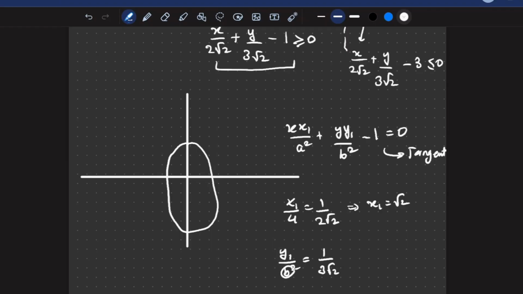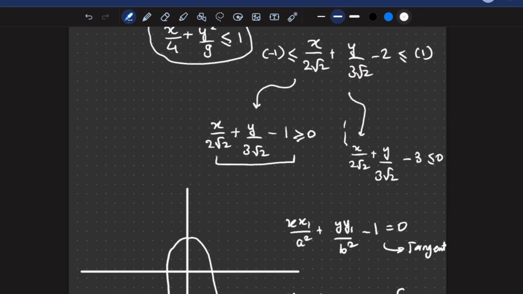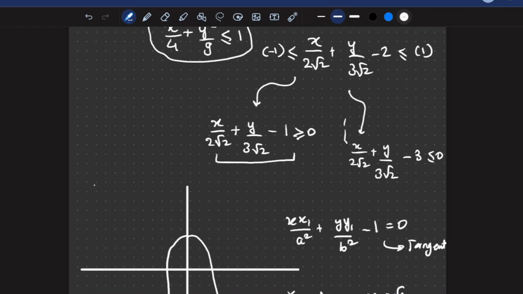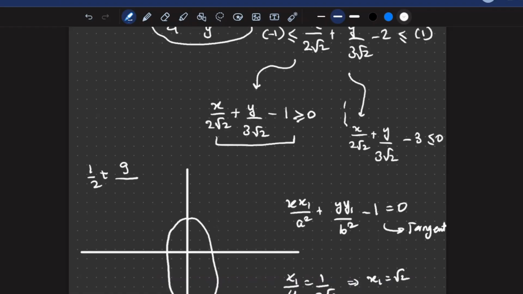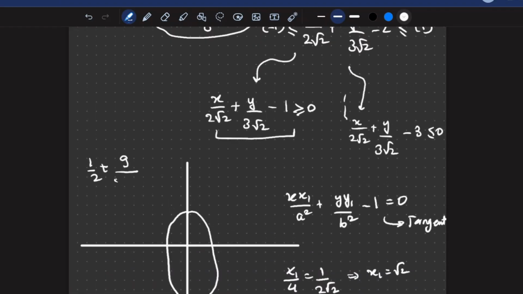b square is 9, so my y1 comes out to be 3 by root 2. I tested whether it satisfies the equation of the ellipse by substituting it, and it does. I can show it to you also. 2 square by 4 is 1 by 2, and plus it would be 9 by 2 times 9, and of course this would be equal to 1, so it satisfies the equation. So I can say that this line is tangent to the ellipse.